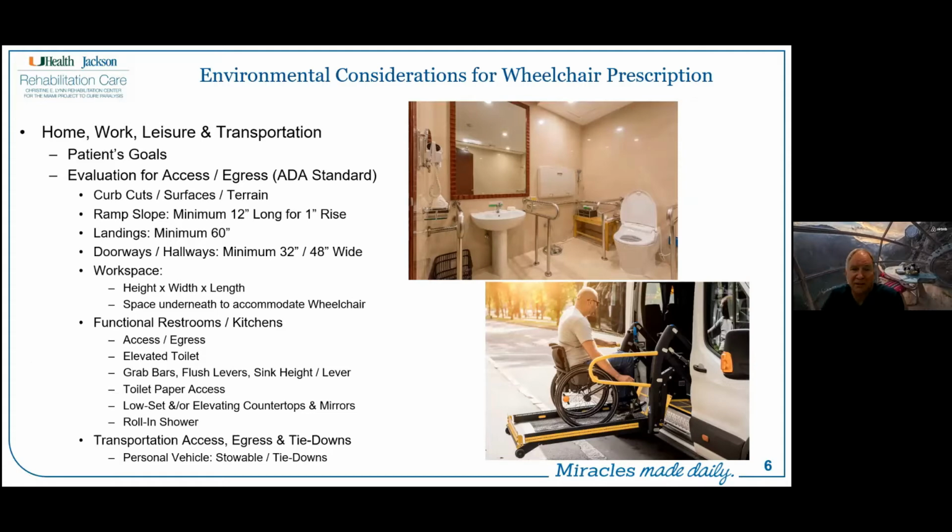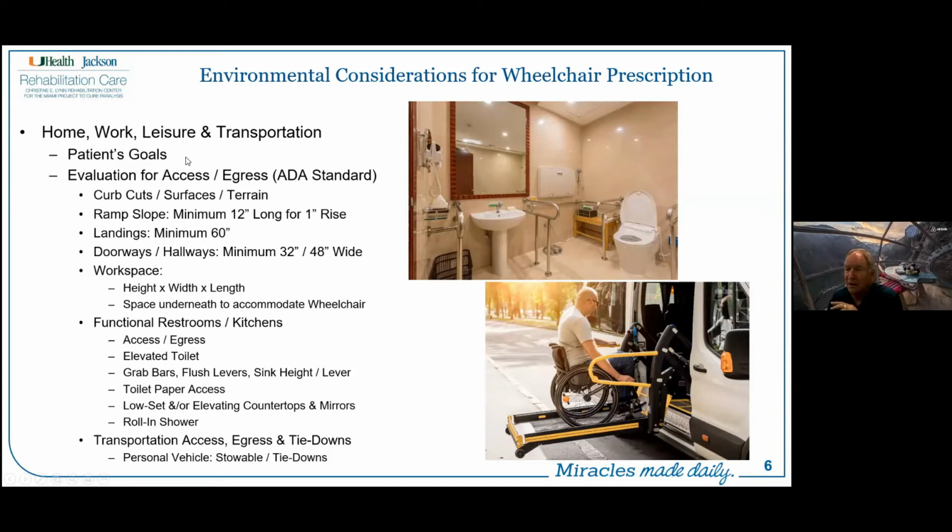So what is their environment at home? How are they accessing the home itself? How are they accessing the kitchen, the bathroom, etc.? If they're going to be at work, what does the work environment look like? What kind of obstacles will they need to overcome with their wheelchair and seating system? What are their goals with regard to leisure and then transportation out in the system? So all of these things need to be taken into consideration.